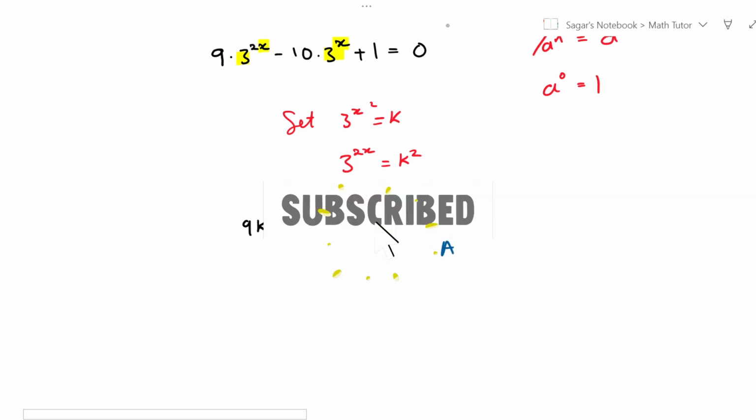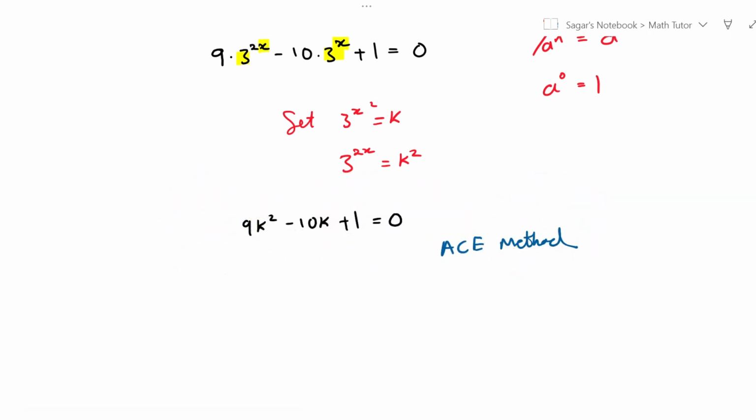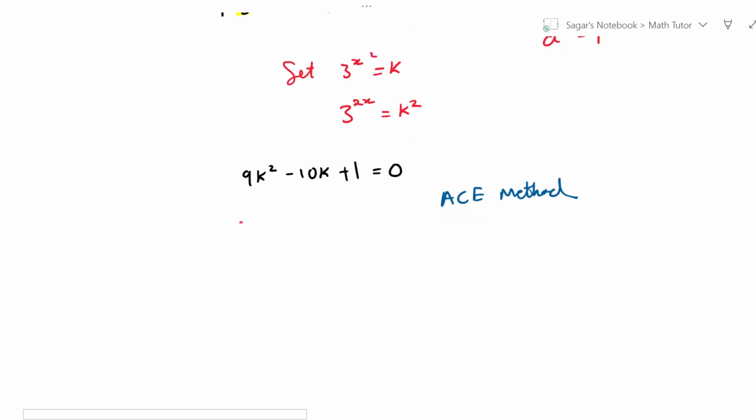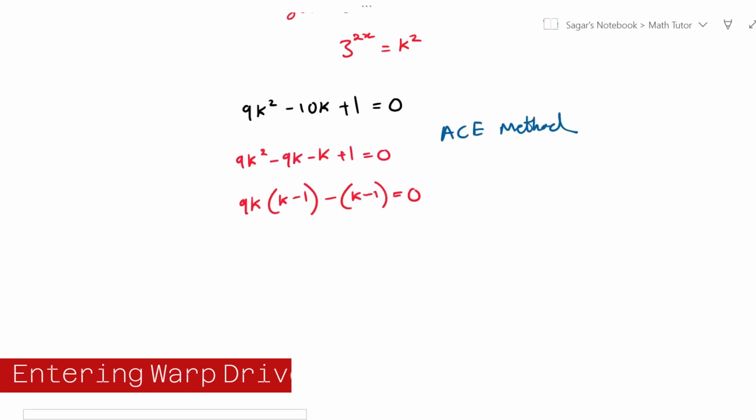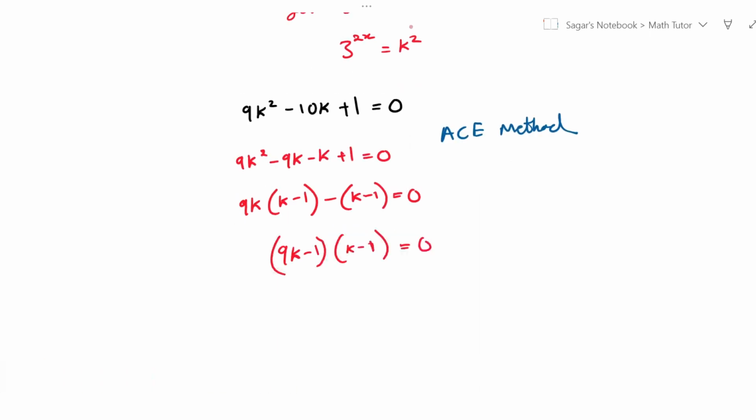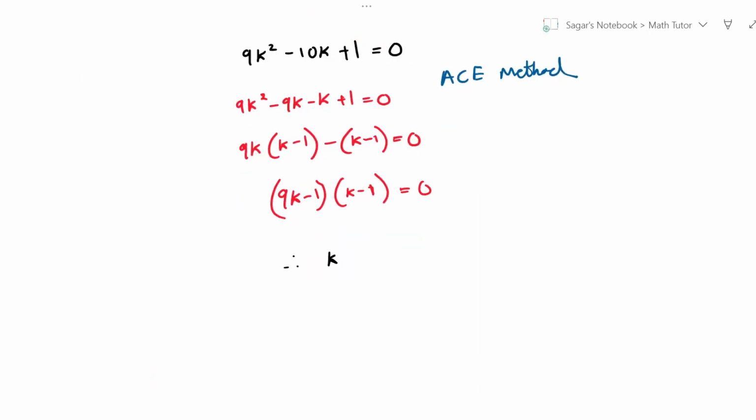Here we can factorize using the AC method, or we can use our calculator. I'm going to use the AC method. Therefore, k is equal to 1 over 9 and k is equal to 1.